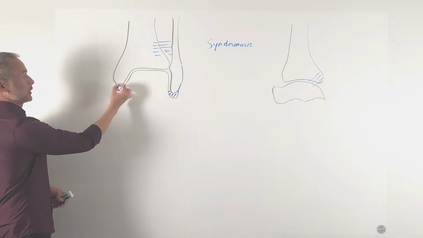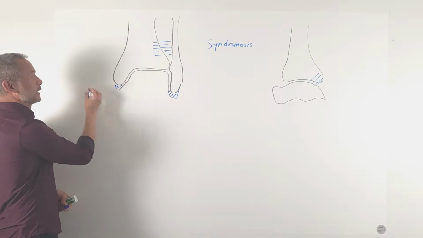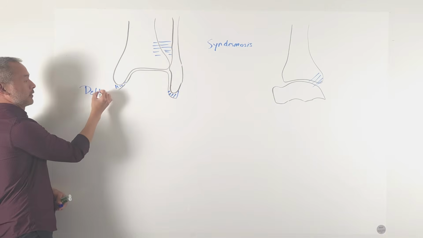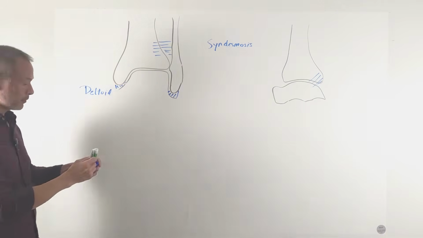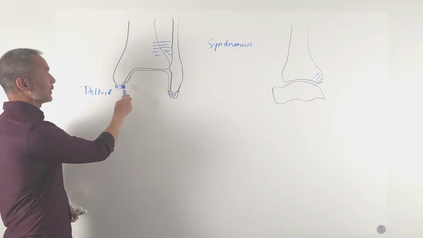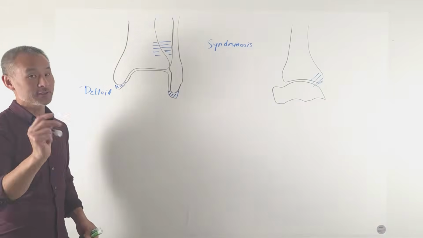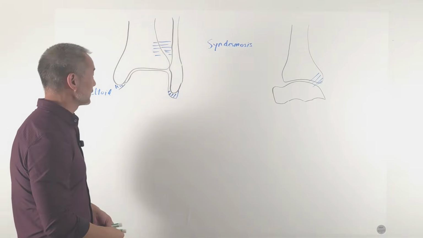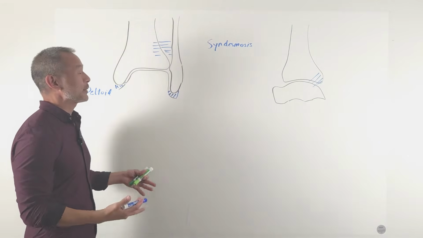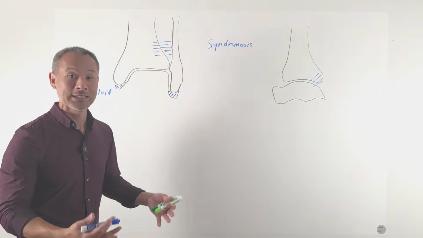And the last one is the deltoid ligament off the medial malleolus. If you injure a ligament and a bone, that counts as two structures that are injured, and we're going to get into that a little bit later. So let's start with the most commonly fractured bone in the ankle, which is the distal fibula.